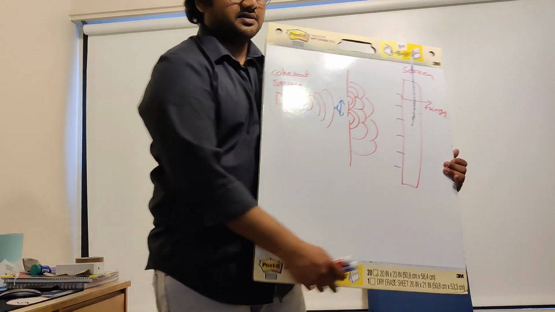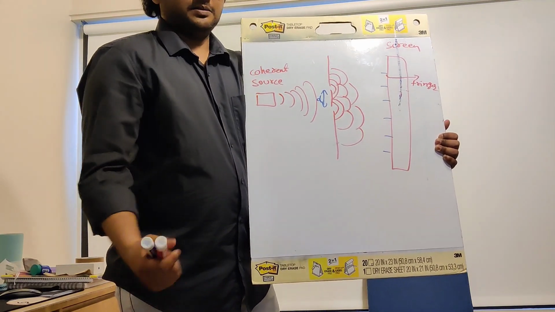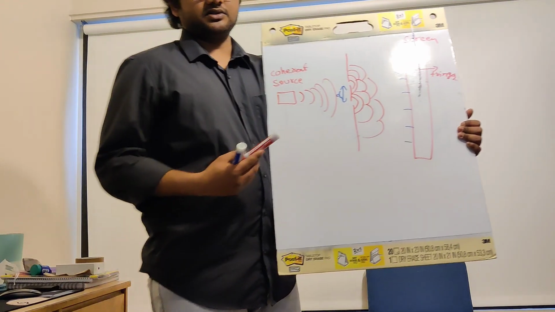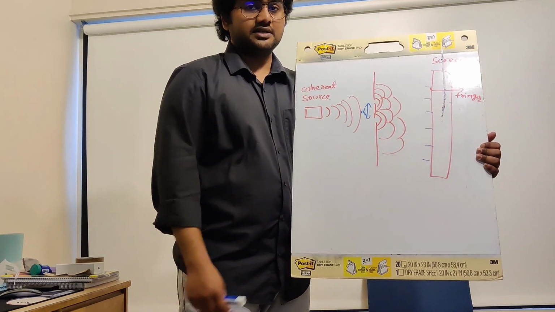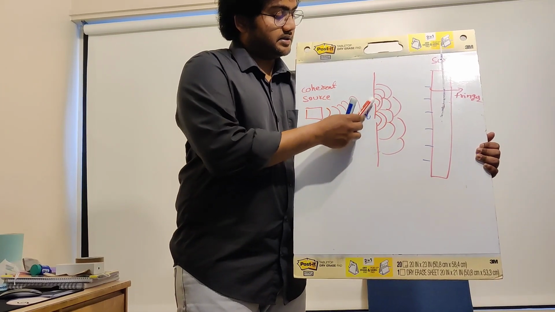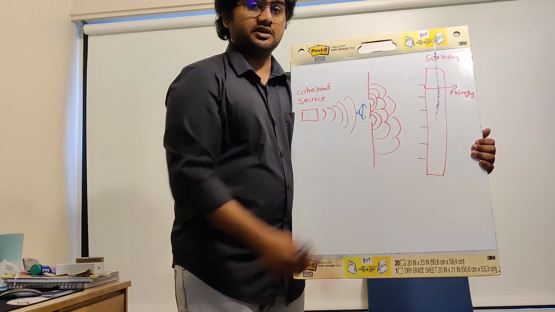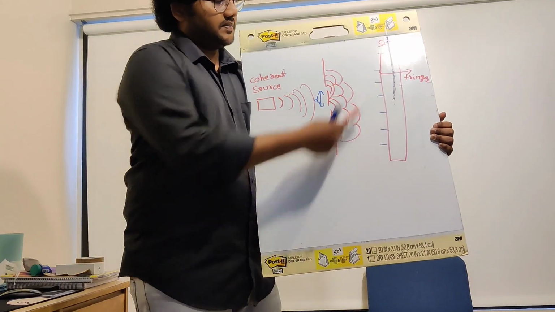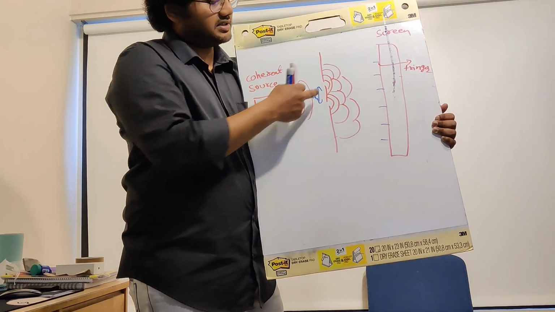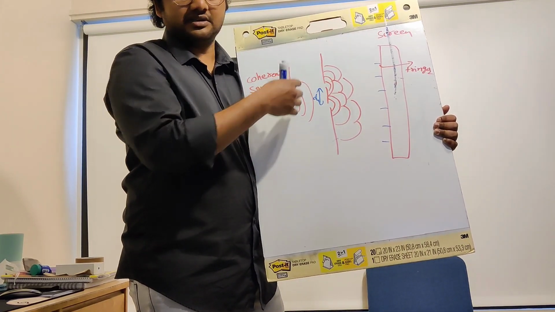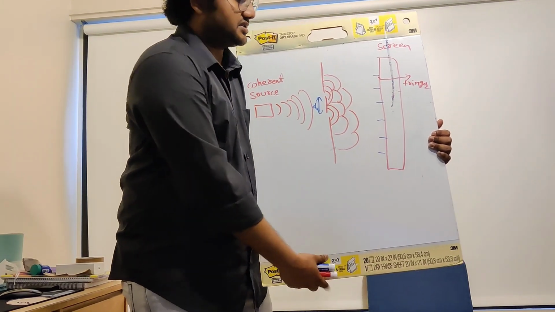So as you can see, this is the double-slit experiment. I don't need to explain more, but still, this is the coherent source, and the waves are going through the double slit, and these are the fringes that we are seeing because of the interference pattern. More fringes appear if you increase the distance between the two slits, and if you decrease the distance between the two slits, then the number of fringes that appear here also decreases.